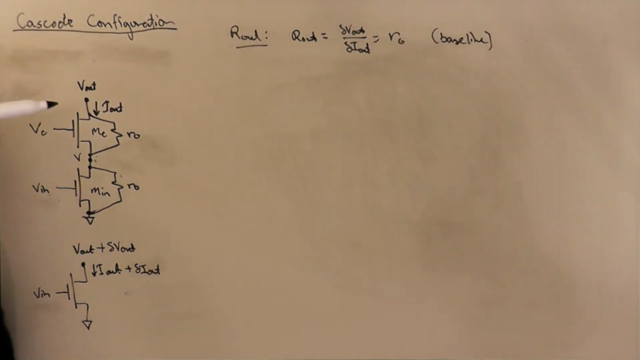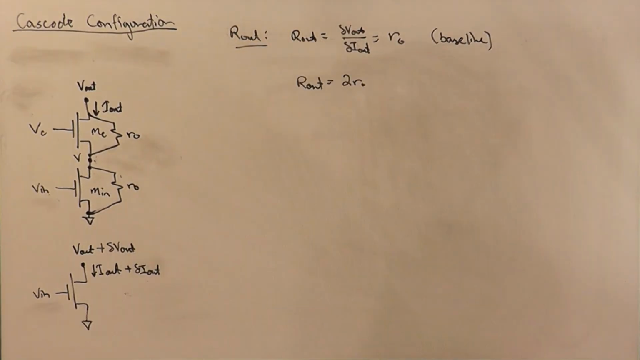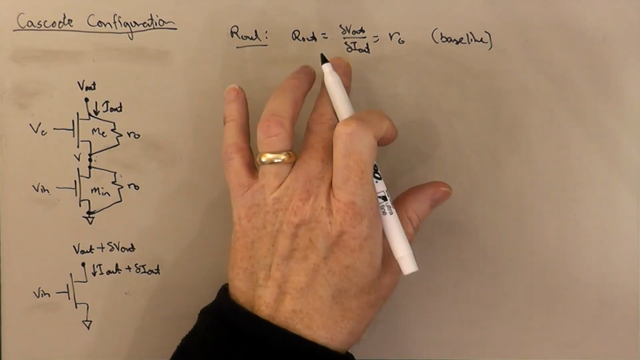What about for the cascode? Well, the first time people see this, they will typically say, oh, we have these two ROs in series, and so the R out should be 2 RO. And that's actually not right. If you thought that when you first saw this, that's totally fine. I did too, actually. But it's going to be different than that.